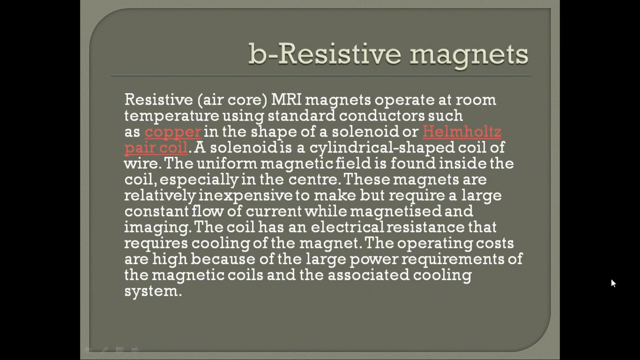The second type of magnets are resistive electromagnets or air core magnets. They operate at room temperature using standard conductors such as copper in the shape of a solenoid or Helmholtz pair coil. A solenoid is basically a cylindrical shaped coil of wire. The uniform magnetic field is found inside the coil, especially in the center.